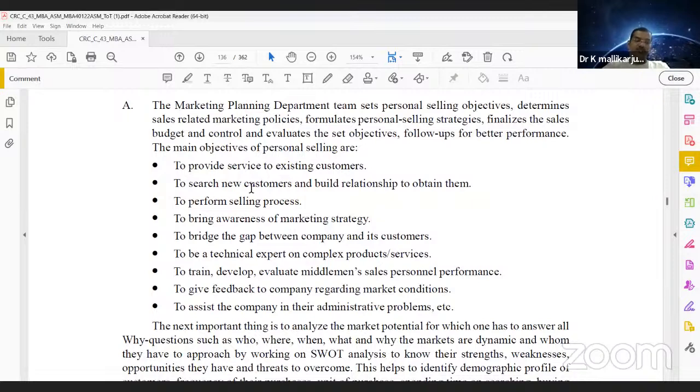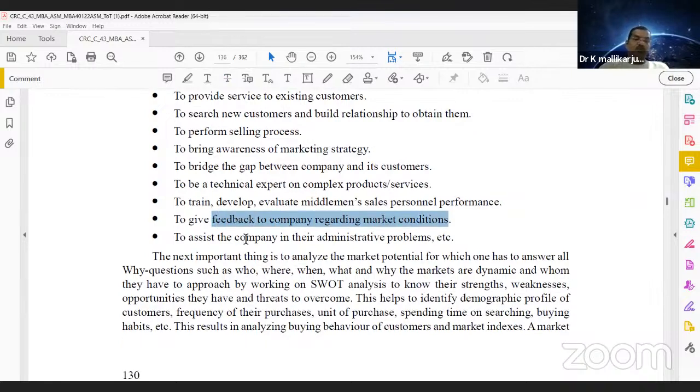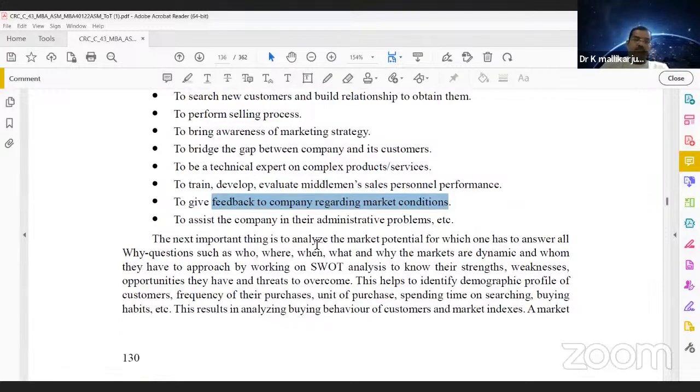So, what are the market conditions? What changes are required to the products? What changes are required in marketing strategies? What kind of changes are required in selling price? Right. What kind of strategies are required for estimating the demand? A fair feedback system is also required to assist the company with its administrative problems also.